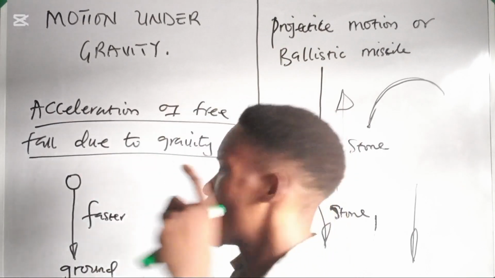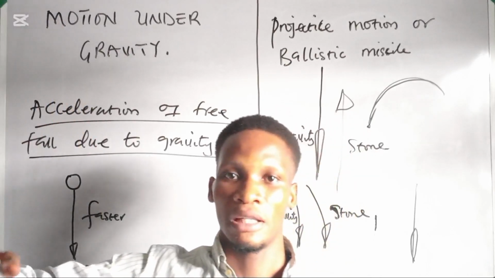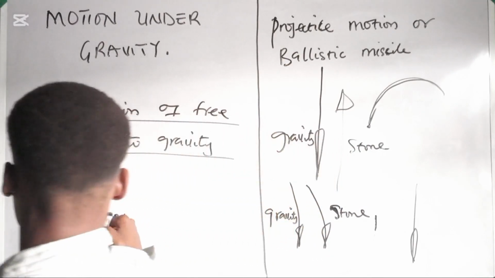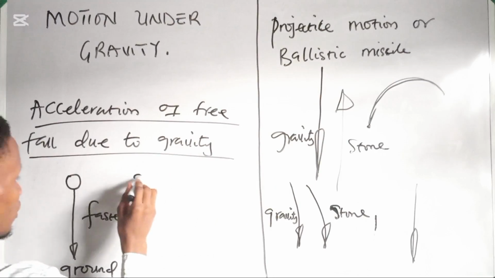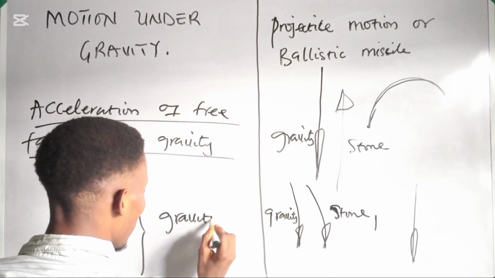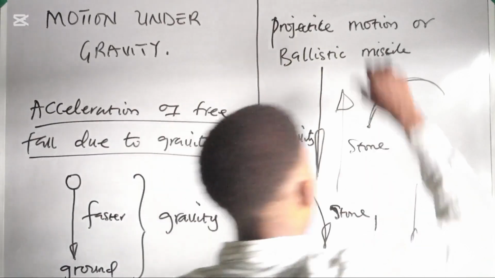So why does it fall faster? It's because of the action of gravity that is pulling it downward. The action of gravity pulls it downward. So there is a gravitational force that pulls it downward, and that's why it falls faster.